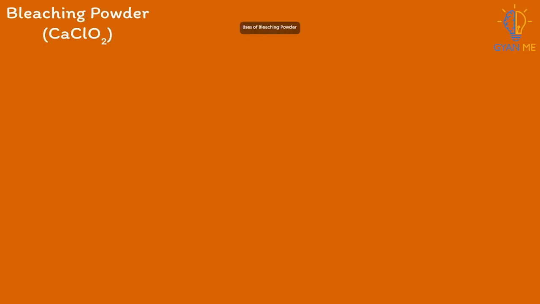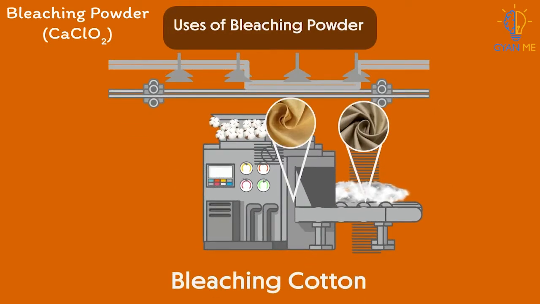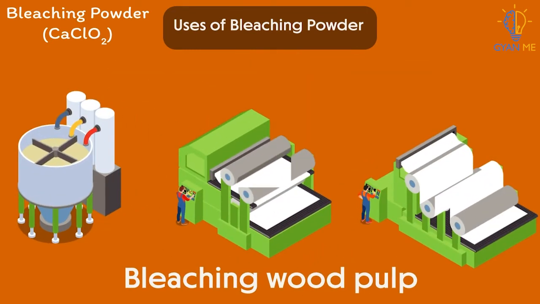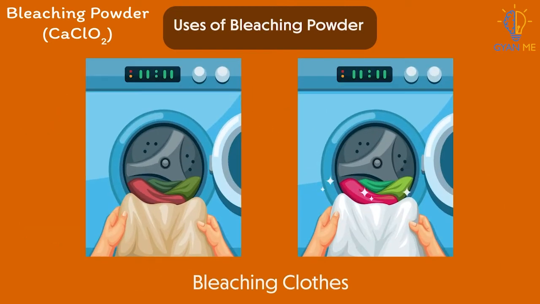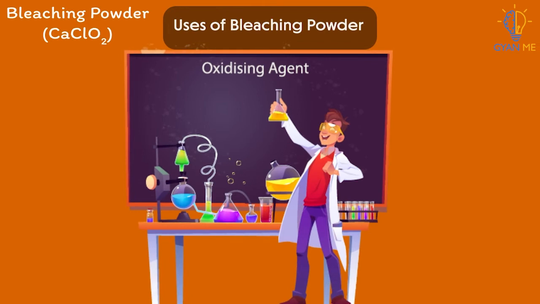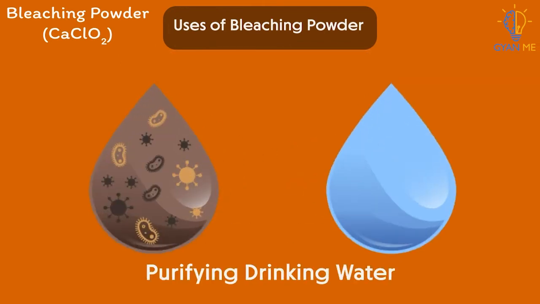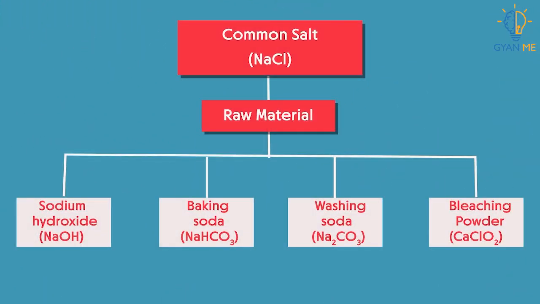Students, there are various uses of bleaching powder, like it is used for bleaching cotton and linen in the textile industry, for bleaching wood pulp in paper factories, and for bleaching washed clothes in laundry. It is also used as an oxidizing agent in many chemical industries and is also used to make drinking water free from germs. The other application of sodium chloride is in the production of baking soda.